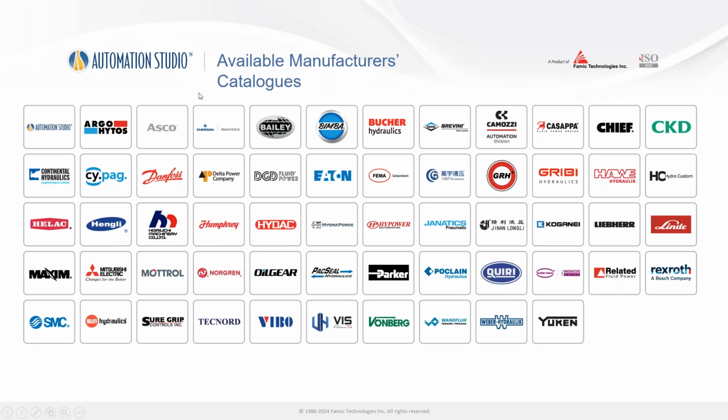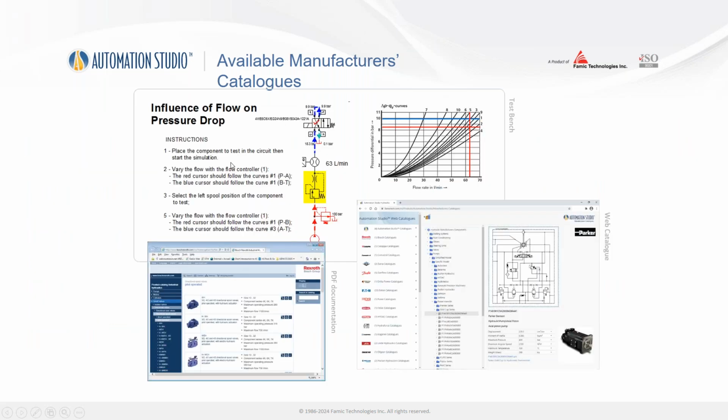Again, Automation Studio has a very important feature, the manufacturer catalog. We have catalogs for many manufacturers like Argo-Hytos, Danfoss, Humphrey, Eaton. In this catalog, you will get access to components from that series. This is an example where we have accessed a component from this catalog. This is a pilot operated component taken from the Bosch Rexroth group, placed on the test bench, and you can use it in your circuit. It is a directly usable component. This is the structure of the online catalog, and from here you can access the components.